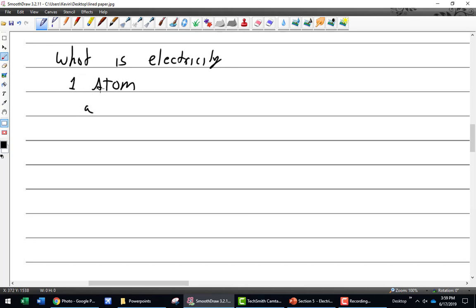So an atom is the most basic building block of all matter. The most basic building block of all matter.